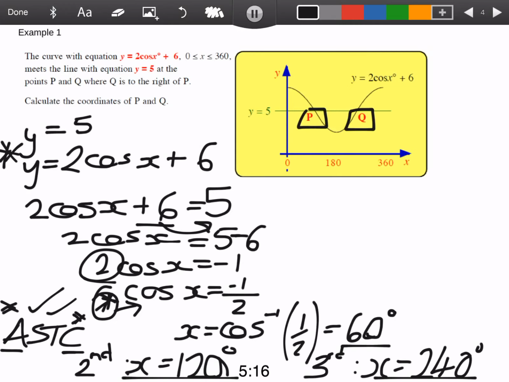Now, before you move on thinking, oh yeah, that was easy, the question actually said find the coordinates of P and Q. A coordinate is an x and a y value. Right, point P, that one there.